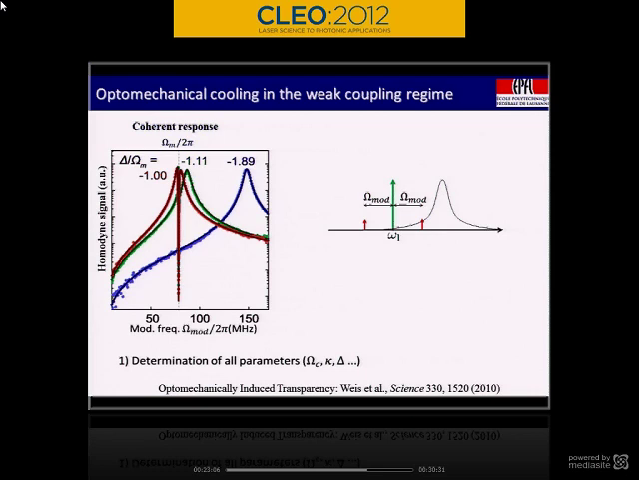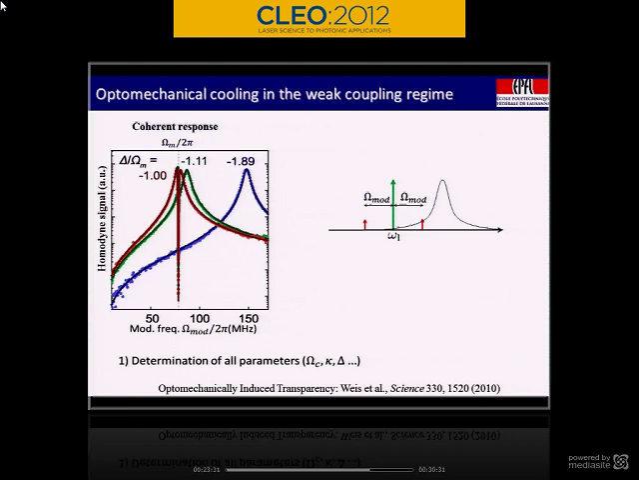So from these measurements, we can deduce uniquely how strong this coupling of the optical field to the mechanical oscillator is, via this phenomenon we call optomechanically induced transparency. This phenomenon, by the way, is also quite interesting for slowing down optical pulses via this very narrow interference feature. Now, this is what we call the coherent response, and again, it uses not just the strong coupling laser, but also a weak sideband.